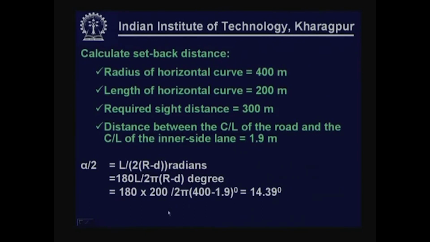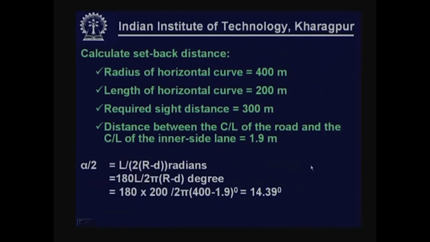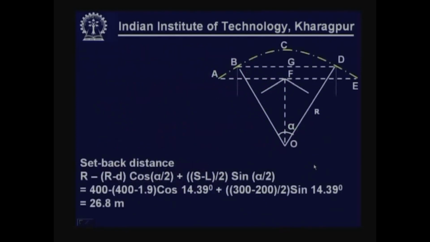So, what is happening in this case: alpha by 2 can be considered as 180 L by 2 pi r minus t. It is calculated as 14.39.